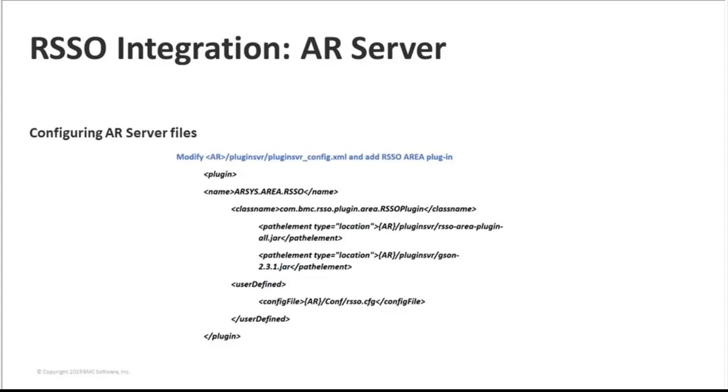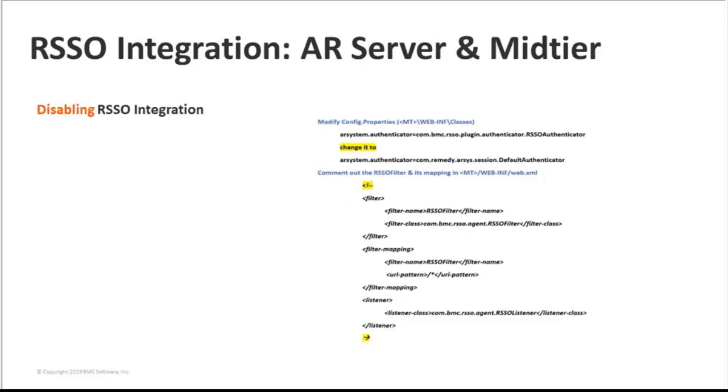Definitely this is a Java plugin. The name of the plugin is arsys.area.rsso, and this plugin entry, like other plugin entries, needs to be there in the pluginsvr_config.xml file under ARConf plugin server. So those are the different pointers for the RSSO integration for AR server and Midtier.